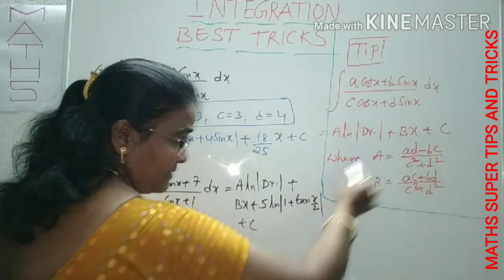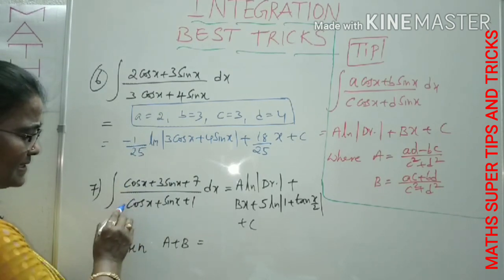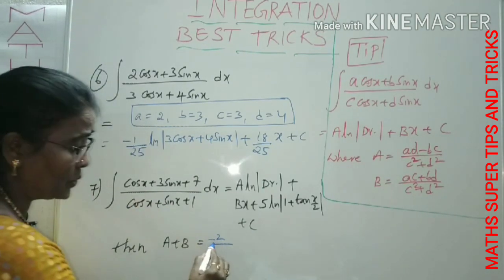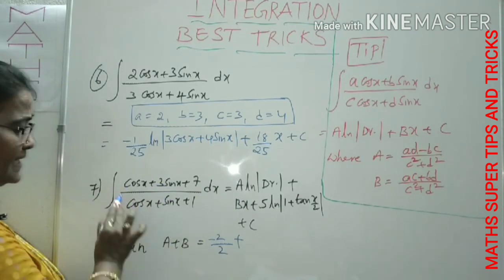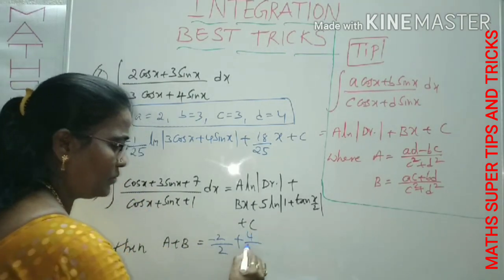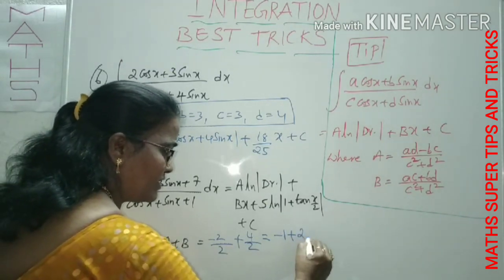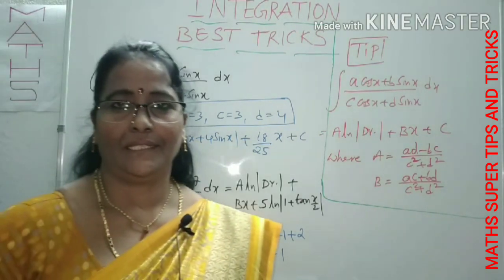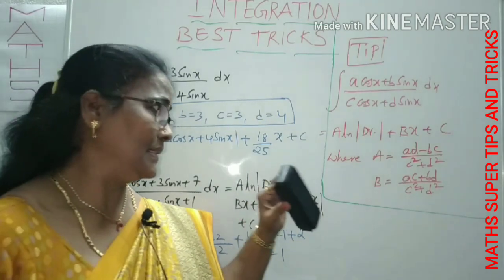A is AD minus BC by C square plus D square. A: AD is 1 into 1, 1, minus 3, 1 minus 3 is minus 2, by C square plus D square, 1 plus 1, 2, right, with the plus. B: AC plus BD. AC is 1 into 1, 1, plus 3 into 1 is 3, 1 plus 3, 4, 4 by 2, since C square plus D square is 2. This is minus 1 plus 2, which is clearly 1. This is our required sum of A and B. That's it. So very, very simple. Just concentrate on that tip.